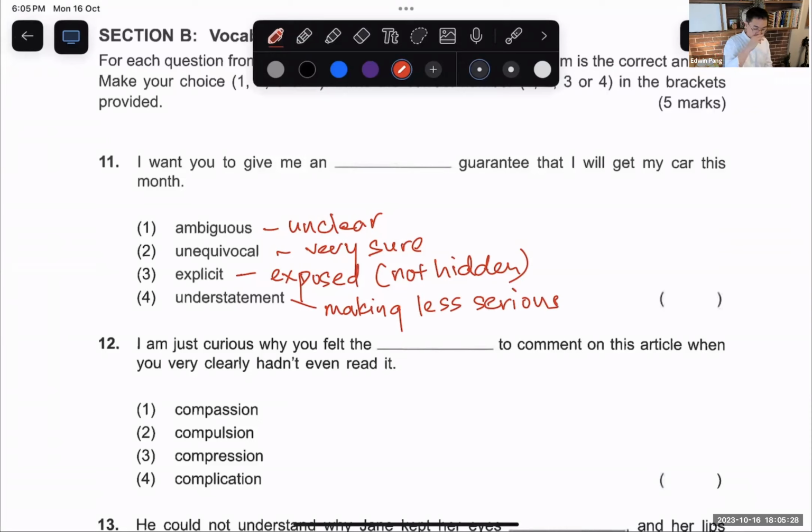All right? Ambiguous. Instead of giving me a clear answer, why are you being so ambiguous? Got it, everybody? Instead of giving me a clear answer, yes or no, why are you being so ambiguous? For example, Skylar comes up to Mr. Pang and asks me, Mr. Pang, for compo, did I do well or not? Okay, that is an ambiguous answer.